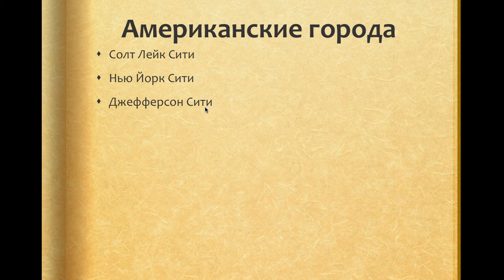Oh, we've seen that one before somewhere. Jefferson City. So notice, to make a J sound in Russian, you combine the D and the Z. So if your name starts with a J in English, this is how you're going to write it in Russian, with the D and the Z together. Jefferson City. Good.